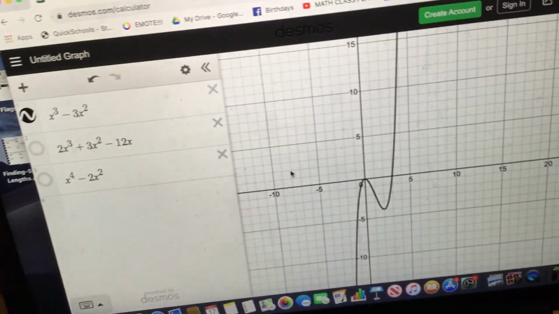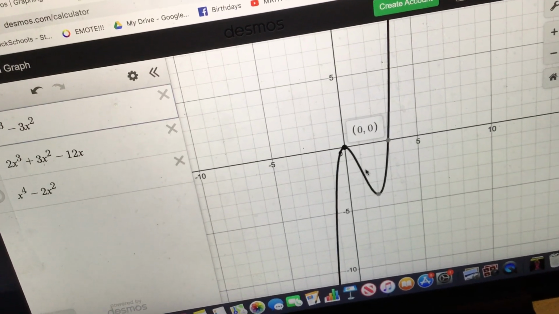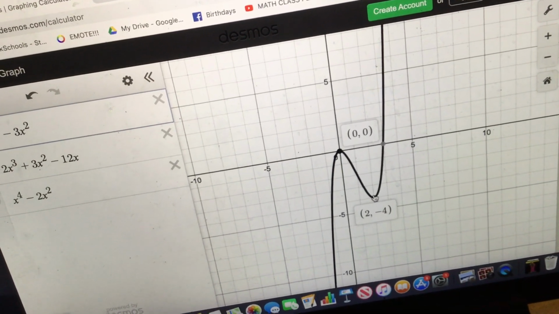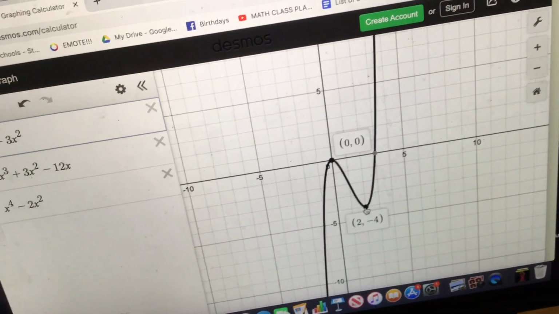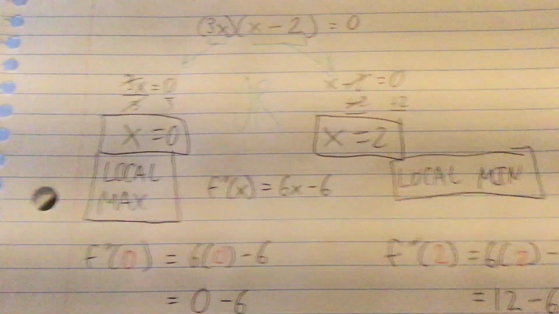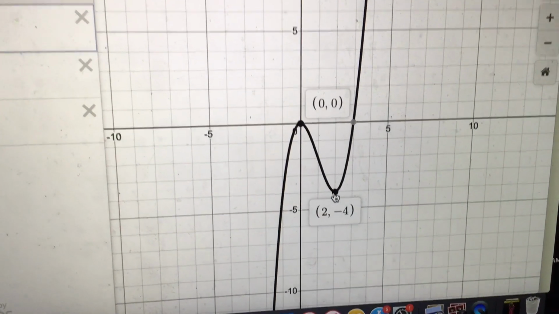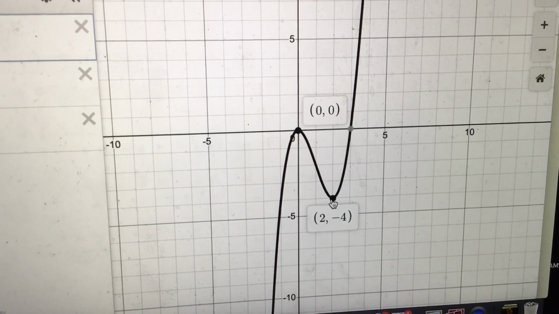Let's check it out with the graph. Boom. All right, I'm going to zoom in because I care about over here. X equals 0 is a local max, and x equals 2 is a local min, just like our calculations predicted. I love it. I love the second derivative. It's so much faster and easier to understand.